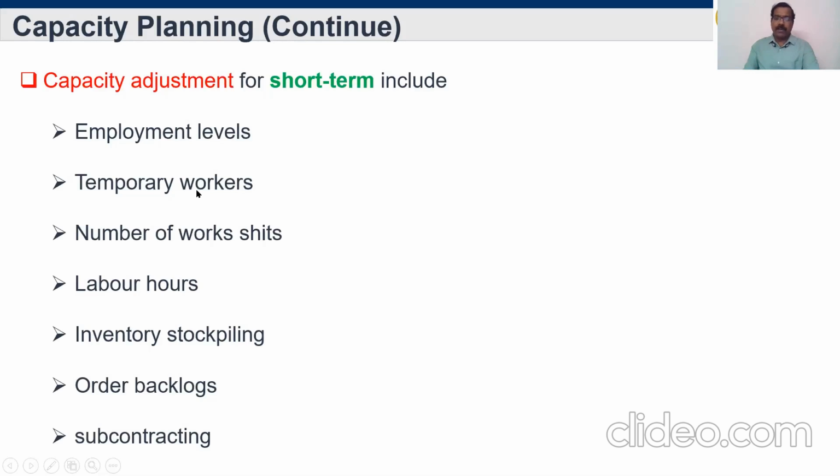We have to adjust employment level, whether demand increases and we need to recruit new people or not, or if demand is not there, whether we terminate people or not. We have to think that is also employment level. Temporary workers: when demand increases, we take contract employees into the company, right? According to the demand.